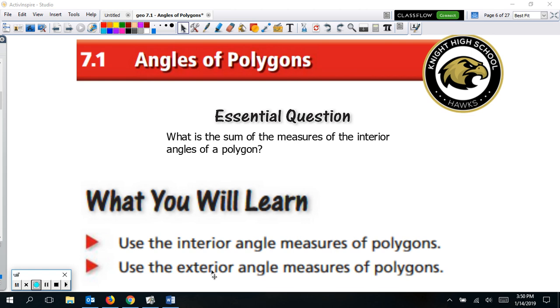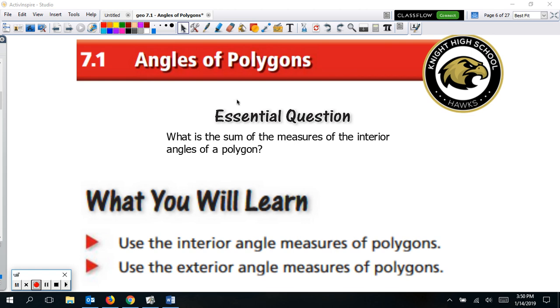Hello everyone, welcome to Chapter 7 as we start to discuss quadrilaterals and other polygons. That's the name of the chapter. There's 5 sections in this chapter, the first one being 7.1, angles of polygons. What we're trying to do here is look at what the interior angle measures of polygons are and the exterior angle measures. We're going to use the interior and the exterior angle measures of some polygons.